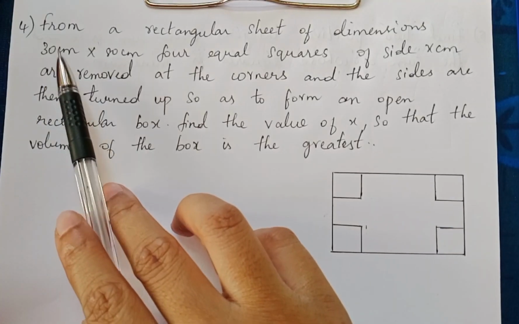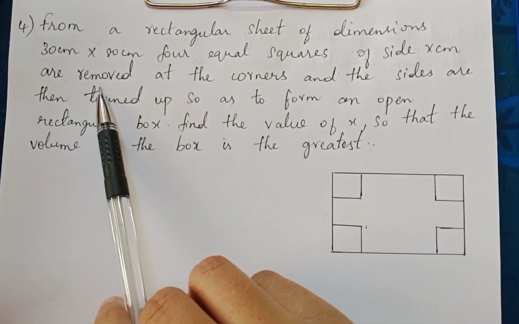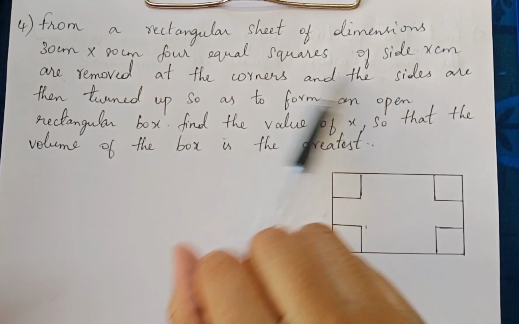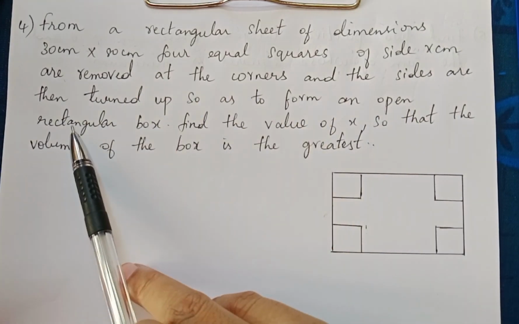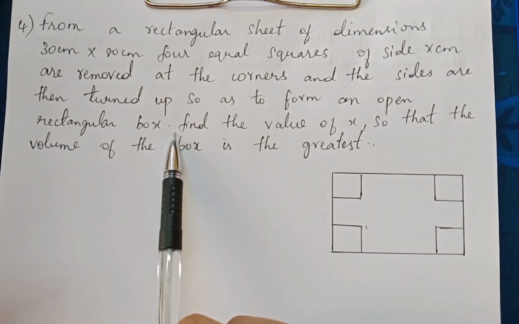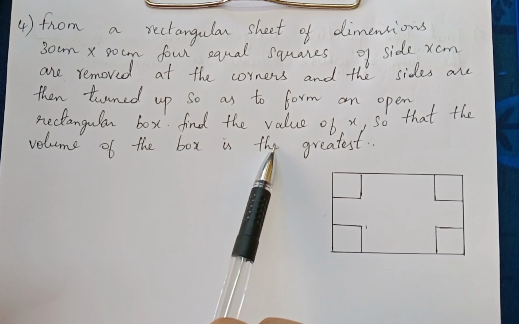Next question is, from a rectangular sheet of dimensions 30 centimeters by 80 centimeters, four equal squares of side x centimeters are removed at the corners and the sides are then turned up so as to form an open rectangular box. Find the value of x so that the volume of the box is the greatest.